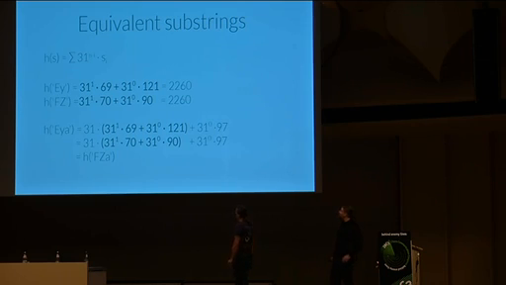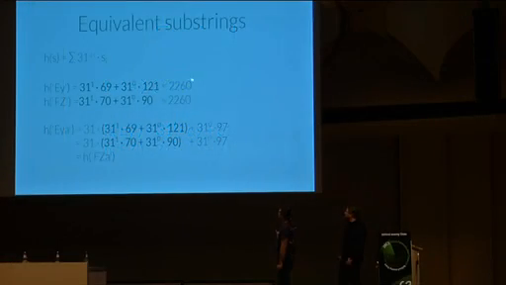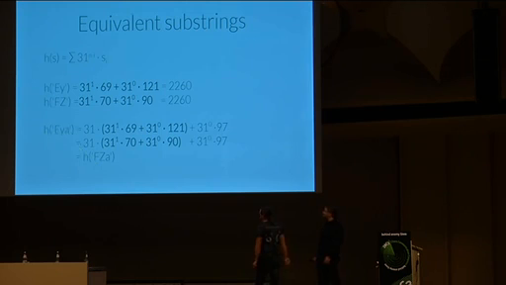And once you figure that out, you see that if you append a character, say you hash EYA, what happens in the structure is that you have the hash of EY, the 2260 we got here, and then just the last character, the A, the 97. So you can replace this by the hash of FZ. So the hash of EYA is the same as the hash of FZA. And that works for arbitrary strings, so you can just append stuff and you get the same hash. And you can also prepend, of course, at the beginning.